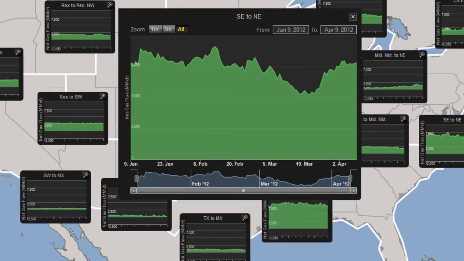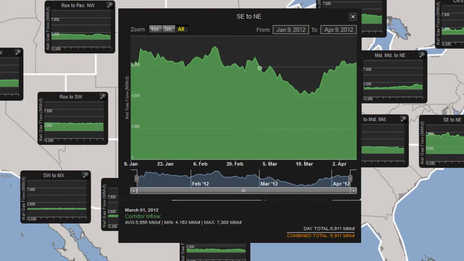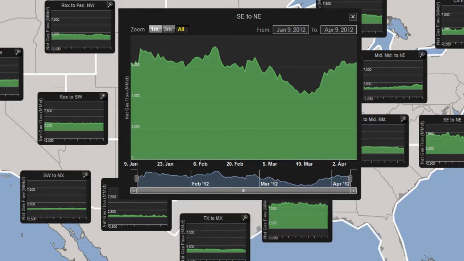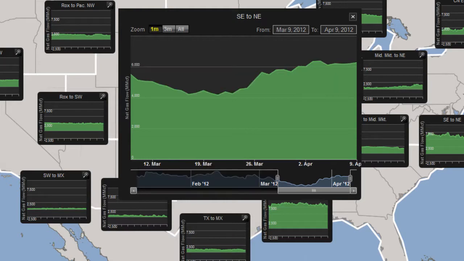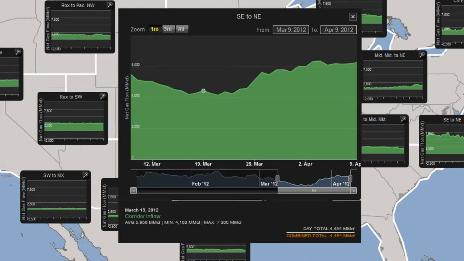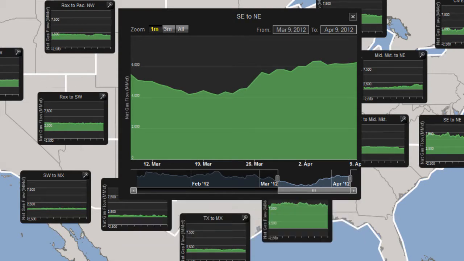So from the Southeast to the Northeast, you can see that drop of that 3 BCF in net changes in flows. A lot of it, around 2 BCF, actually impacted that Southeast market. We can again use the zoom button up front here to break into that dip and see it go down to 4 BCF and then ultimately return back to 6 BCF, which was likely driven by weather.